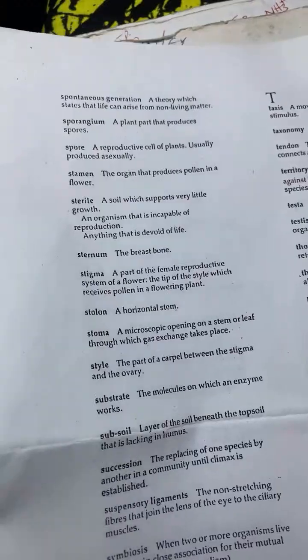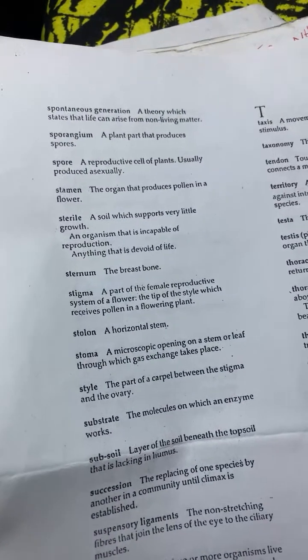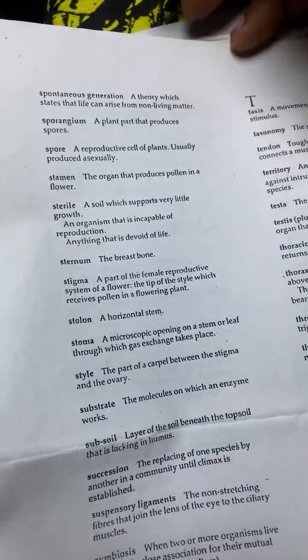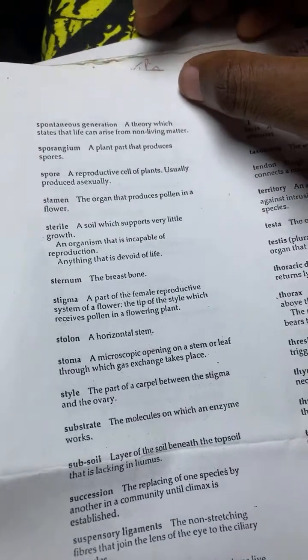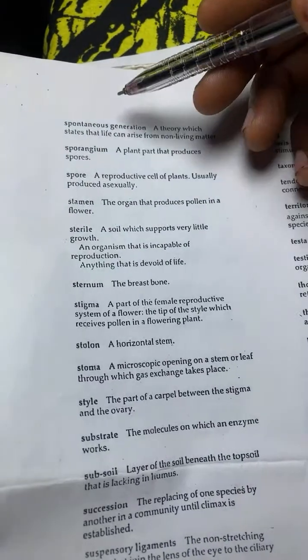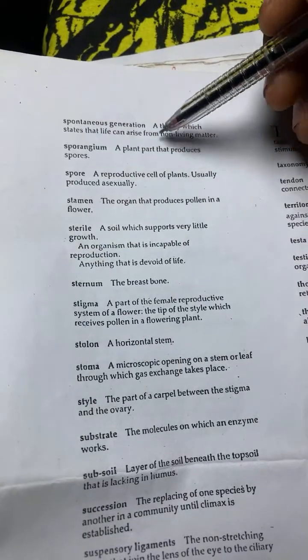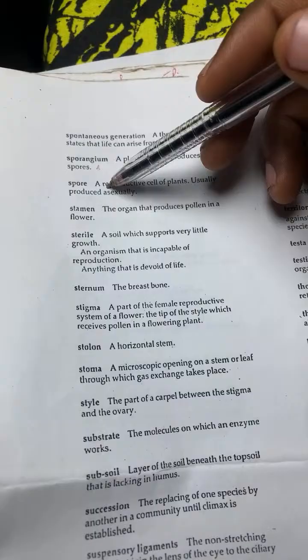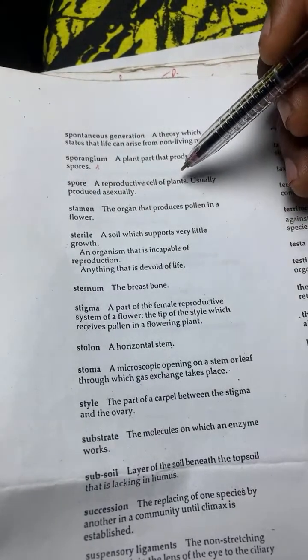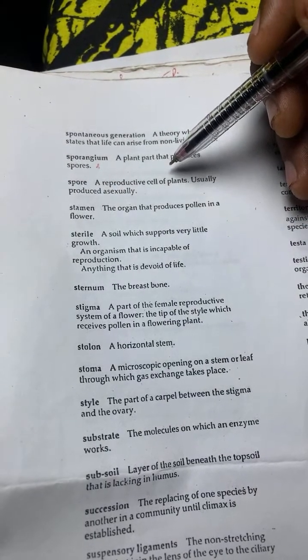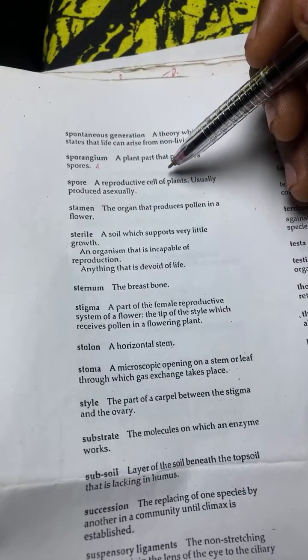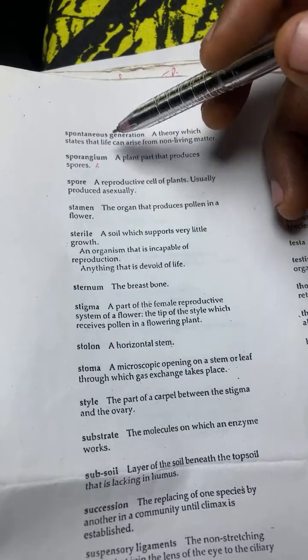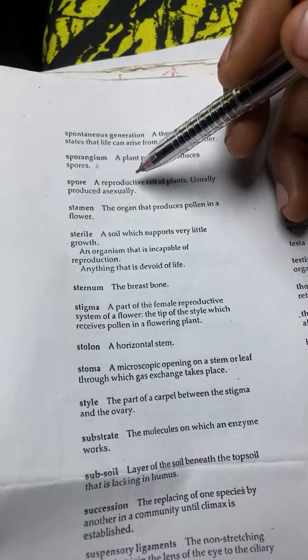Now, spontaneous generation, a theory which states that life can arise from non-living matter. That's spontaneous generation. Now we have sporangium, a plant part that produces spores. The question then is, what is spores? A spore is a reproductive cell of plant, usually produced asexually. Reproductive cell usually produce what? Asexually.